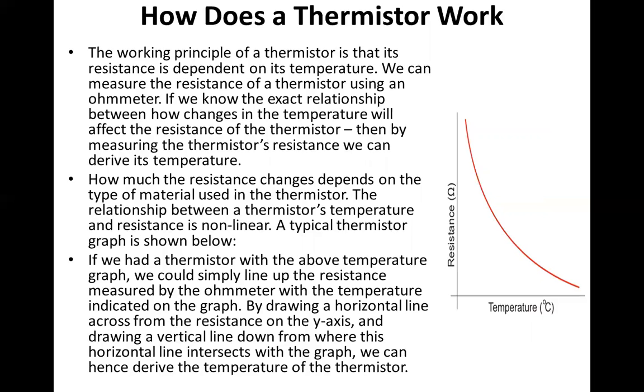How much the resistance changes depends on the type of material used in the thermistor. The relationship between a thermistor's temperature and resistance is nonlinear. A typical thermistor graph is shown in the figure you can see. If we had a thermistor with the above temperature graph, we could simply line up the resistance measured by the ohm meter with the temperature indicated on the graph. By drawing a horizontal line across from the resistance on the y-axis and drawing a vertical line down from where this horizontal line intersects with the graph, we can derive the temperature of the thermistor.